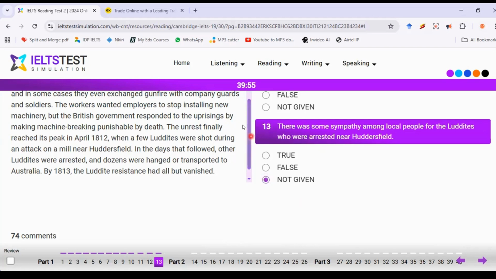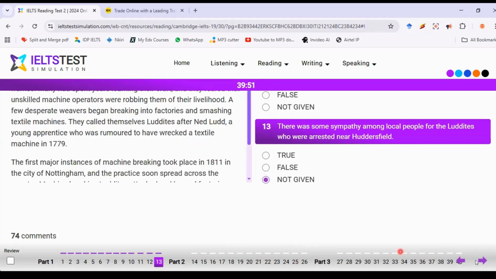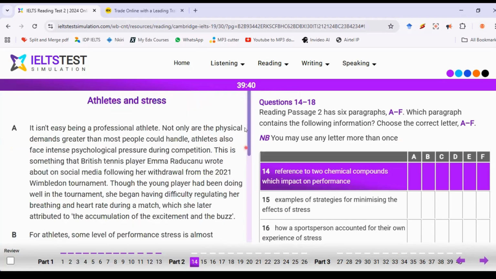So I've solved passage 1. I finished with part 1. Let me move on to part 2 now. So I'll click this arrow here at the bottom. That should take me to part 2. So look at part 2 here, ladies and gentlemen. So we have our passage here, athletes and stress.